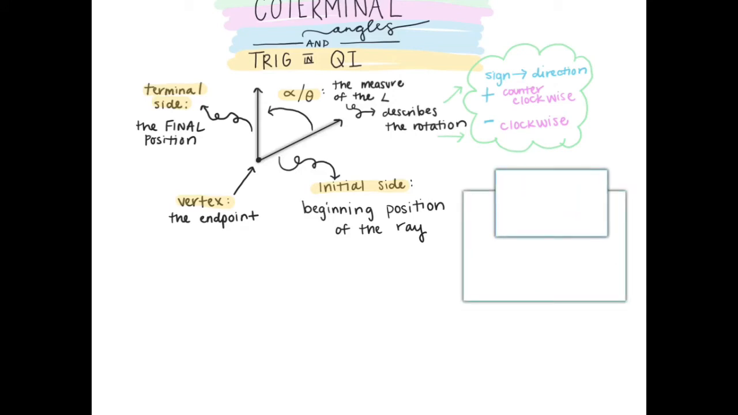Now, we do have a very common place where our vertex is going to lie. This positioning is going to feel natural. It's going to feel comfortable. We call this position a standard position. It's standard because the vertex is going to be the origin of a Cartesian plane.